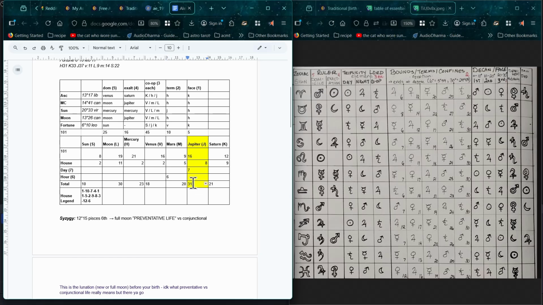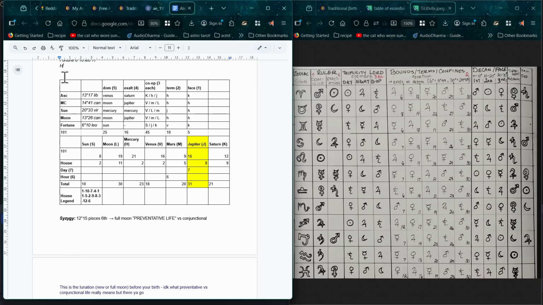So to see that they are both some of the stronger planets confirms for me to highlight the moon and the MC in Cancer and Jupiter, right? Okay, so I'll just update this.